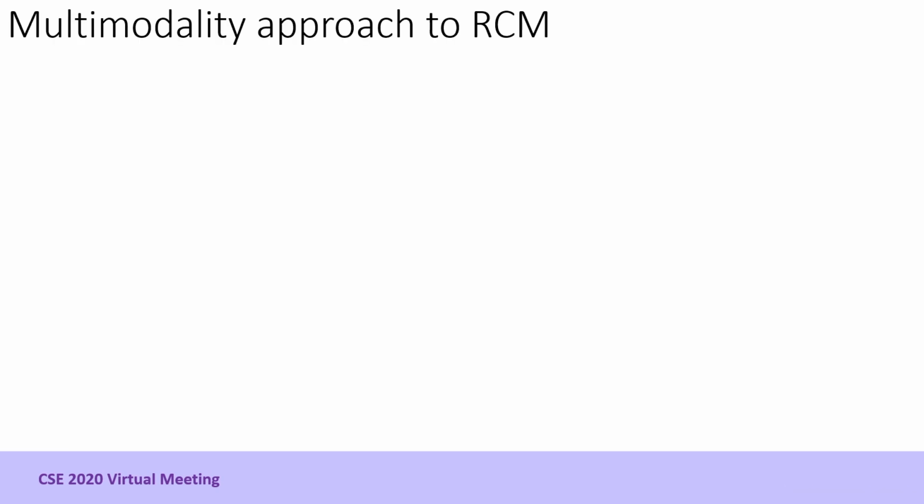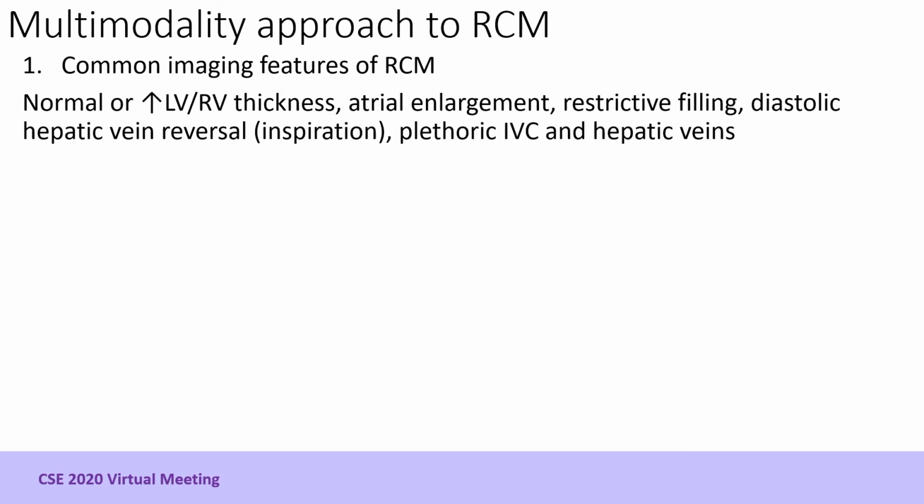In summary, we reviewed a multimodality approach to restrictive cardiomyopathies, highlighting the common imaging features that can be identified on multiple imaging modalities, including normal or increased LV and RV wall thickness, atrial enlargement, restrictive filling, diastolic hepatic vein reversal and inspiration, and plethora of the IVC and hepatic veins. Multimodality imaging can help distinguish amongst the secondary causes of restrictive cardiomyopathy.